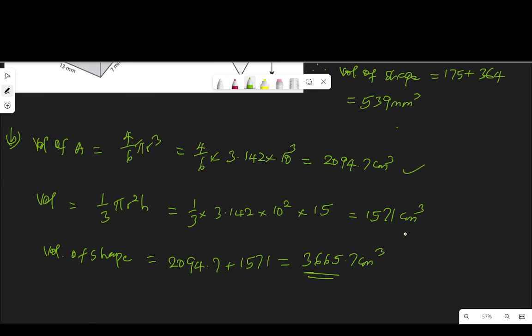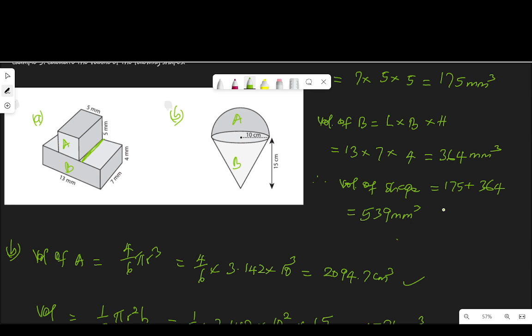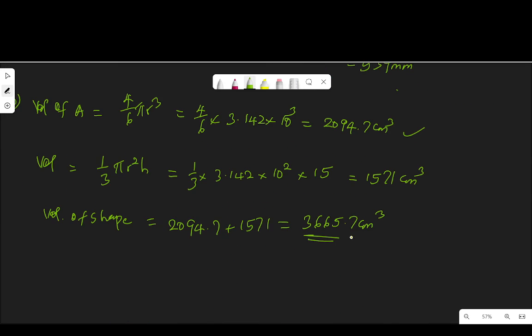And that brings us to the end of this lesson on the volume of compound shapes. I hope you found it useful.